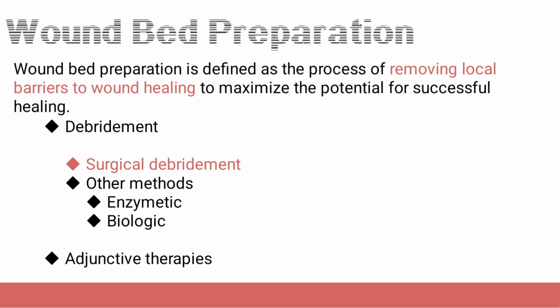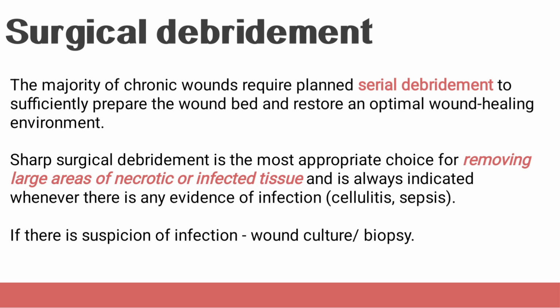So wound bed preparation is the process of removing the local barriers to wound healing, and it maximizes the potential for a successful healing. We can primarily do surgical debridement, and there are other methods such as enzymatic, biological, and some adjunctive therapies as well. Surgical debridement requires planned serial debridement to sufficiently prepare the wound bed, and it restores the normal optimal environment for wound healing.